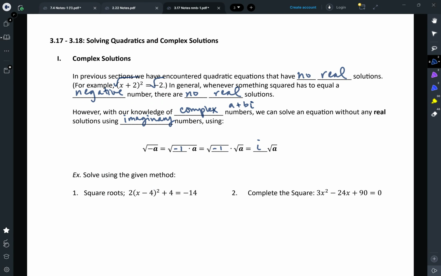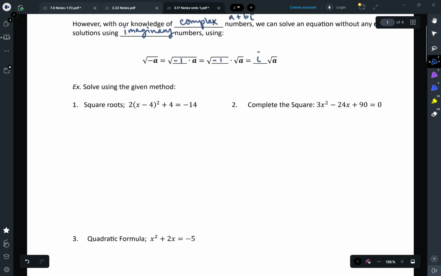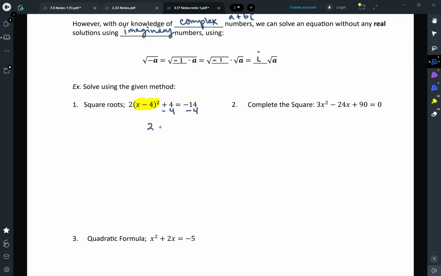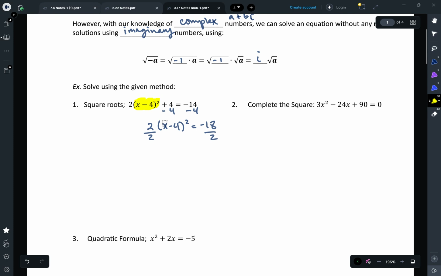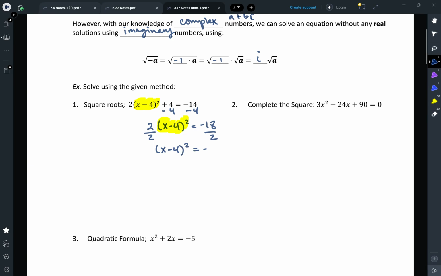So we're going to try solving using a couple different methods. First is square roots. I would subtract 4 on both sides, and my idea with the square root method is to get this part that's being squared by itself. So 2 times the quantity x minus 4 squared equals negative 18. Then I want to divide both sides by 2. Again, I am trying to isolate just the squared part so that I can take a square root. Then I have the quantity x minus 4 squared equals negative 9.